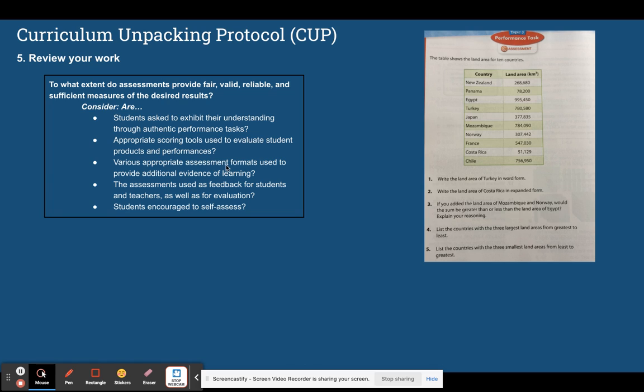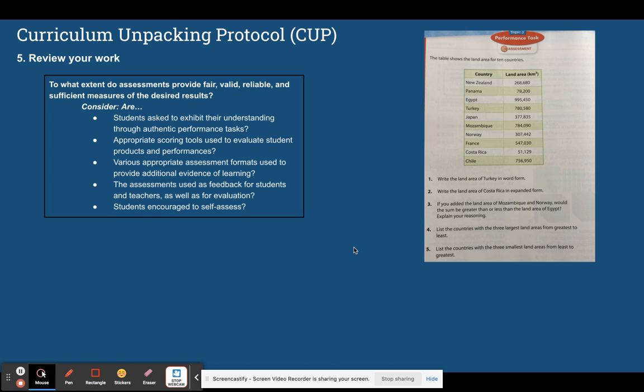Various appropriate assessment formats used to provide additional evidence of learning. Well, luckily, now that I've supplemented with some journal work, some think, pair, shares, and a KWL, I think we've got a variety of assessments. The assessments used as feedback for students and teachers, as well as for evaluation. I think that having them talk about what they want to know, what they already know, and then at the end, review will help them be able to understand how their learning has grown.